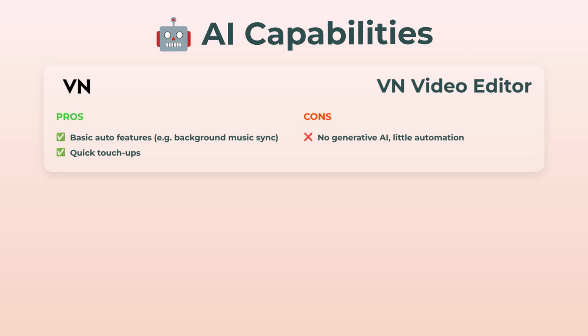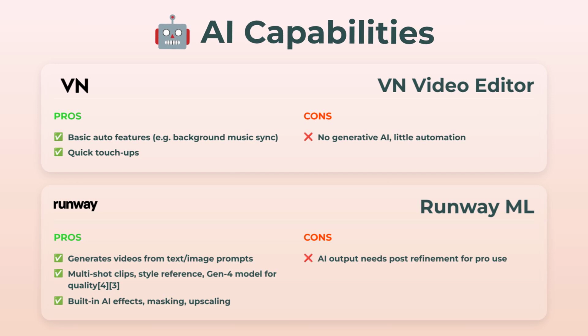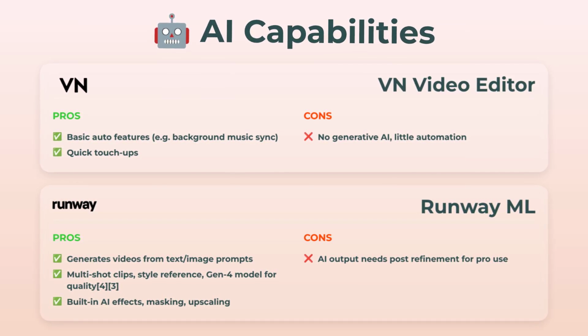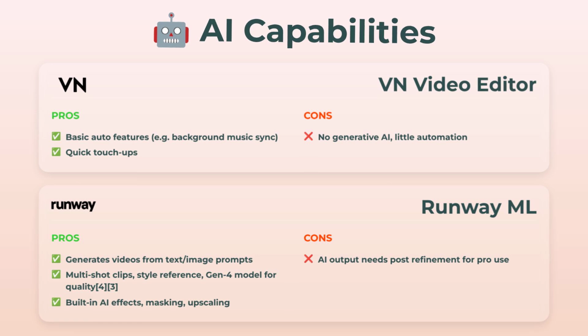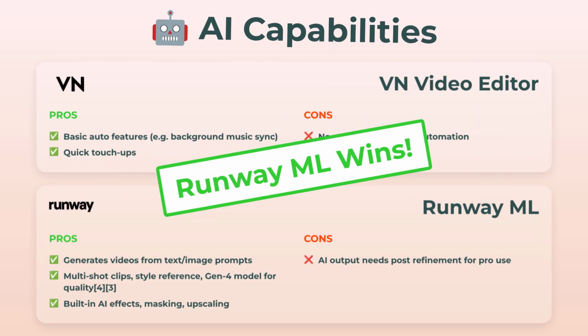Runway ML? Oh, it's wild. You're literally typing a prompt or dropping in an image and boom! Full video comes out. Multi-shot, style reference, their Gen 4 model for quality. It's like having a creative assistant who never sleeps. The AI throws in built-in effects, masking, upscaling, everything. Only thing is, pro users will probably need to tidy up that AI output a bit before sharing. Bottom line, Runway ML easily grabs the spotlight here.